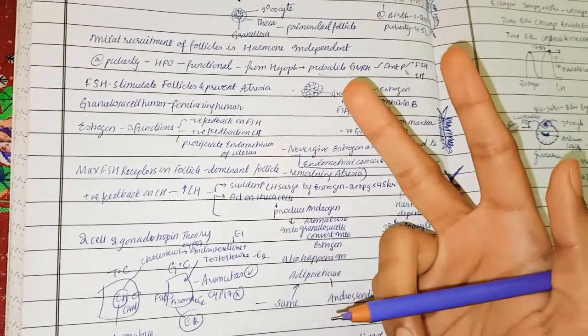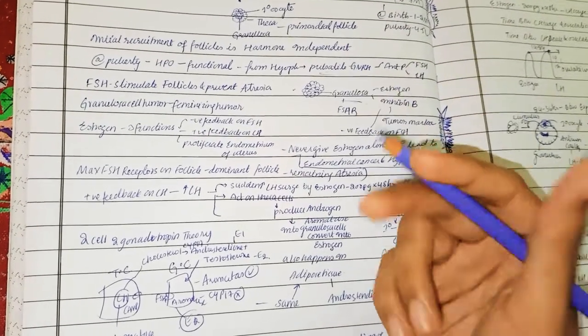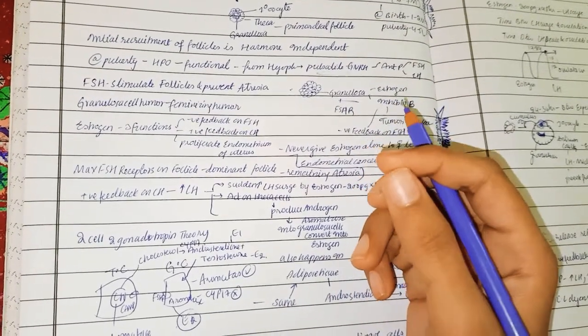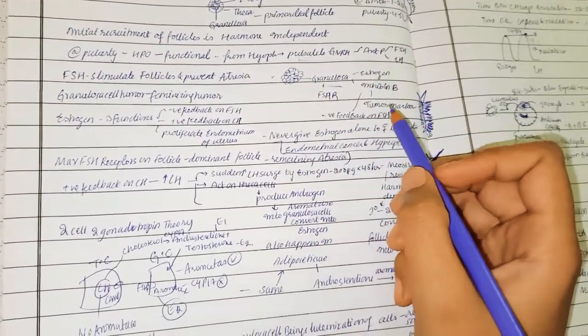It will form two types of hormones. One is estrogen, an important hormone. Another one is inhibin B. So inhibin B and estrogen are formed from granulosa cells. Why are they formed? Because of FSH activation.